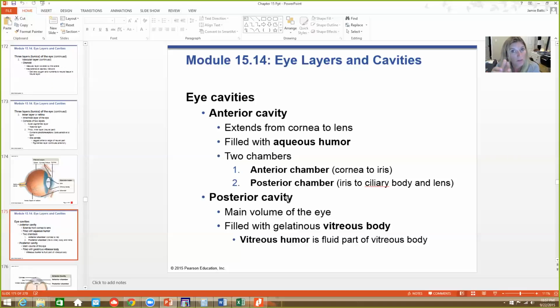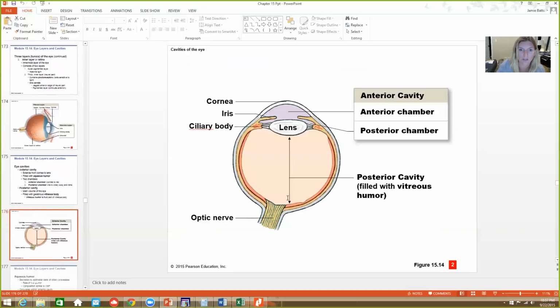The anterior chamber is from the cornea to the iris. The posterior chamber is from the iris to the lens. So it's just a little dividing line there. The posterior cavity is the majority of the eye. So this is everything behind the lens to the back of the retinal wall. This has something called the vitreous humor. The vitreous humor is a very thick, jelly-like substance. So let's look at this cross-section of the eye. You see what I mean? Here's our anterior cavity, this whole purple area, with the anterior chamber, and the posterior cavity, which has the vitreous humor.